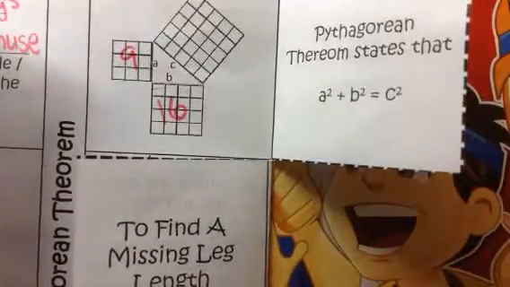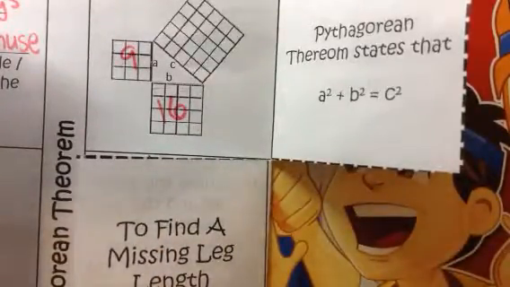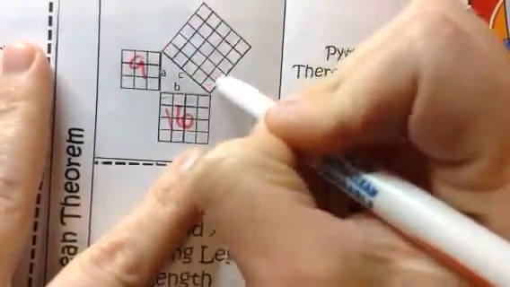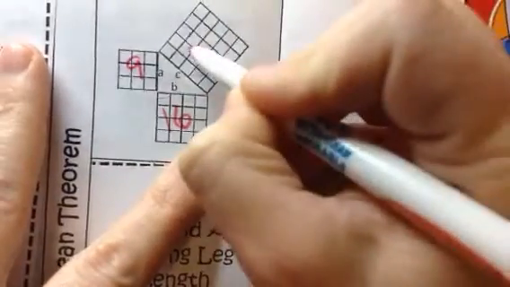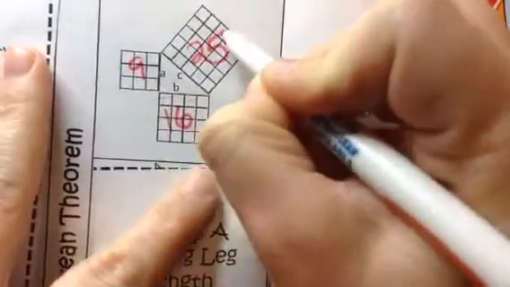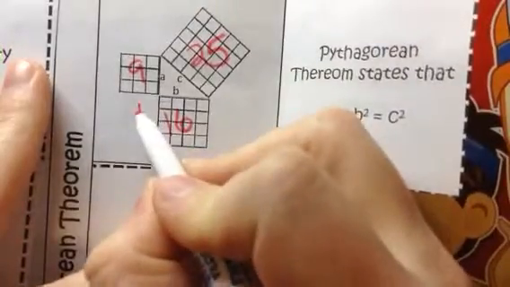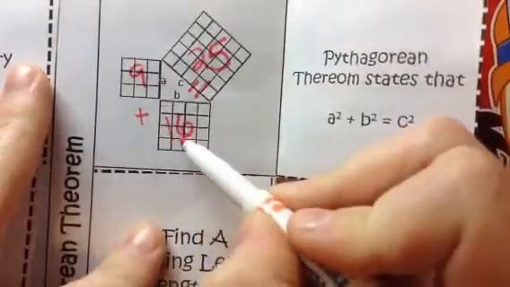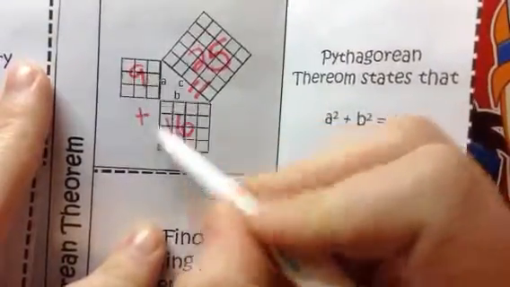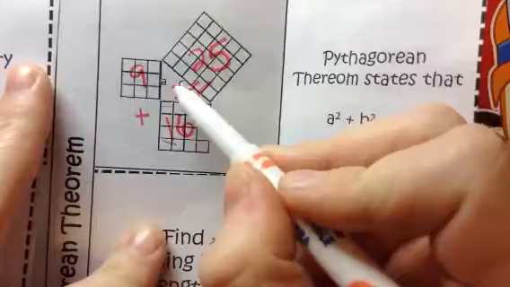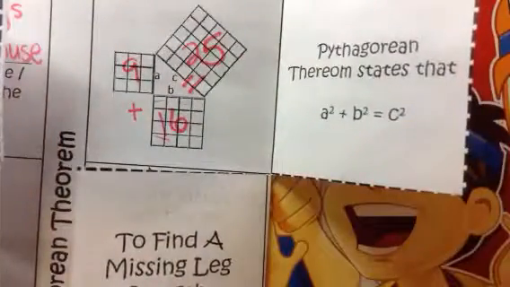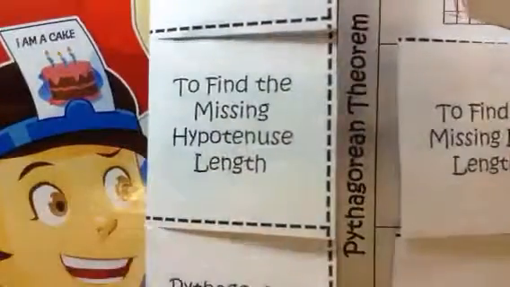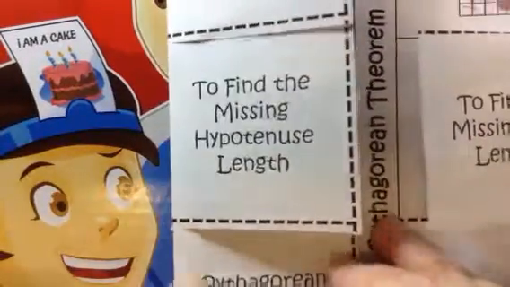And then this one over here is 1, 2, 3, 4, 5. So it's 5 by 5, or 5 squared is 25. Okay, so go ahead and put like a plus right here and then an equal. So 9 plus 16, the area of these 2 smaller squares is equal to the area of that largest square. Okay. Now we'll move on over here to find the missing hypotenuse length.